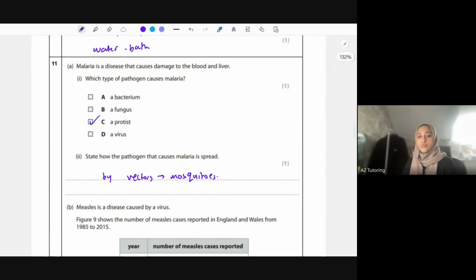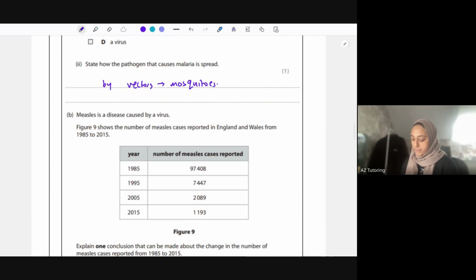So it's essentially spread through the blood. So then the mosquito would essentially bite whoever is passing it onto, and then push that protist inside. The protist, it gets it from swamps and wet areas. That's why there's not malaria in the UK, because we don't really have any swamps here. But when you go abroad, there does tend to be swamps and such where it gets it from.